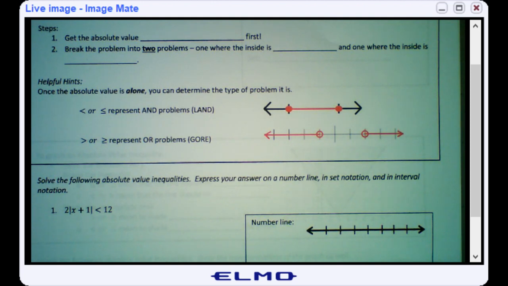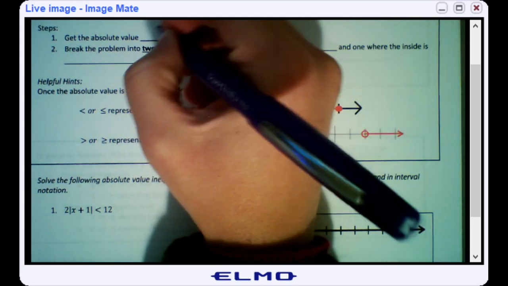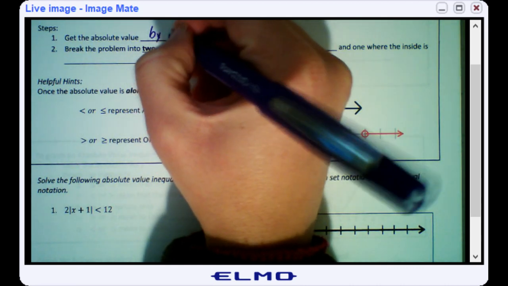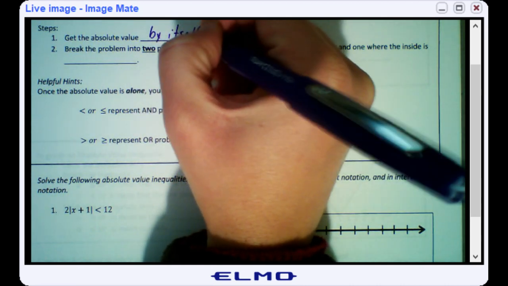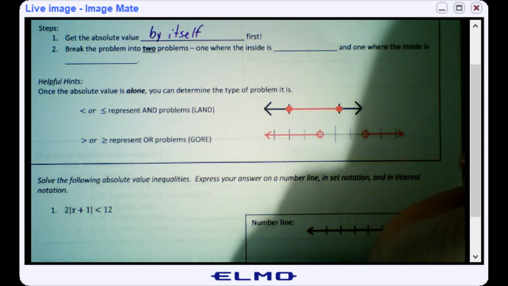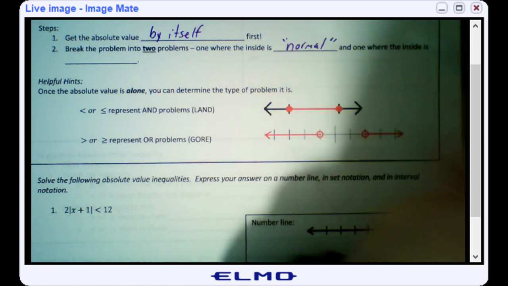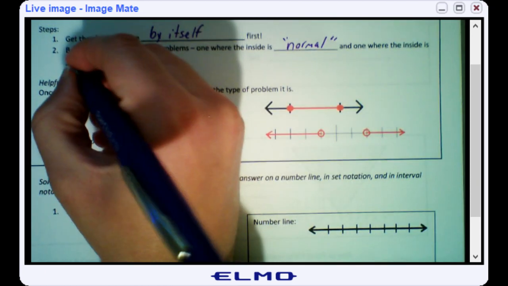So today we're going to start the absolute value inequalities. Our first step is to get the absolute value by itself first. Then we're going to break the problem into two problems, one where the inside is normal and one where the inside is opposite.